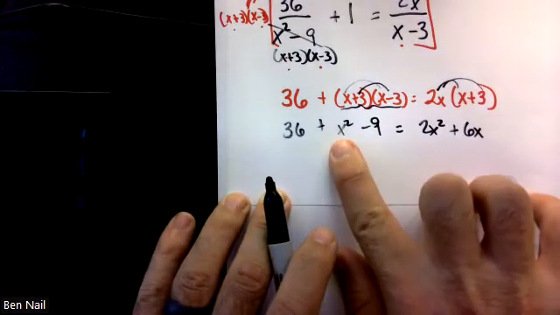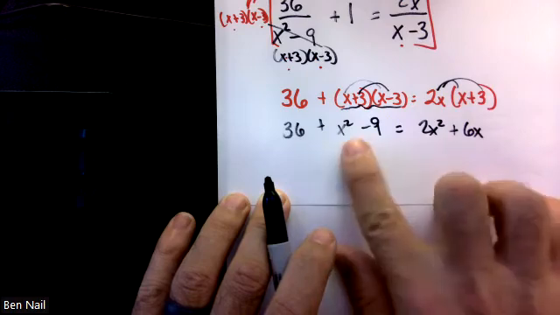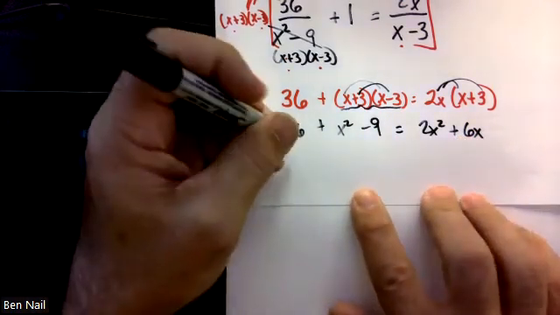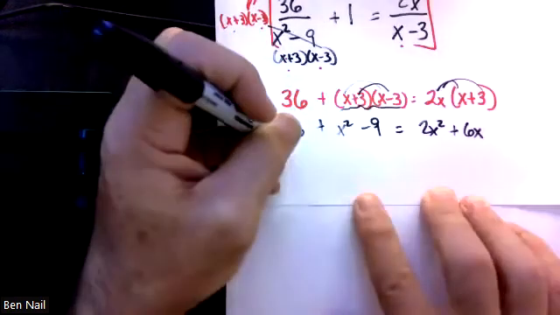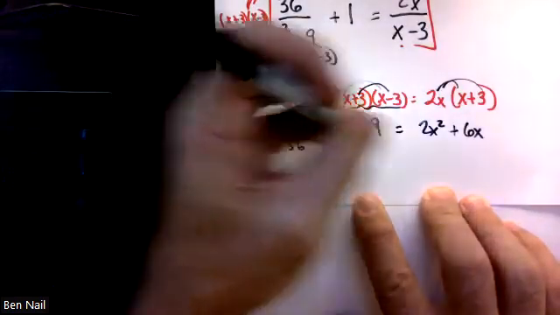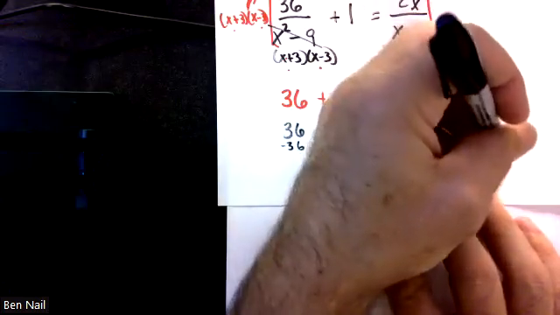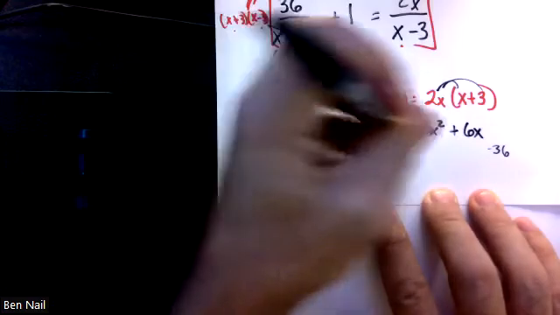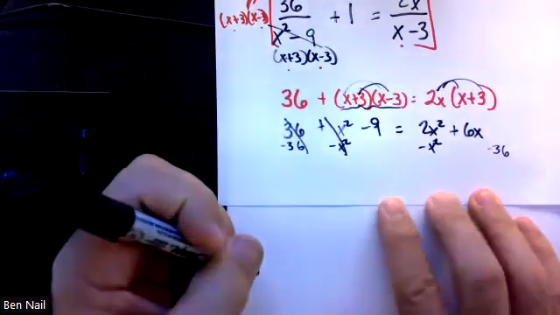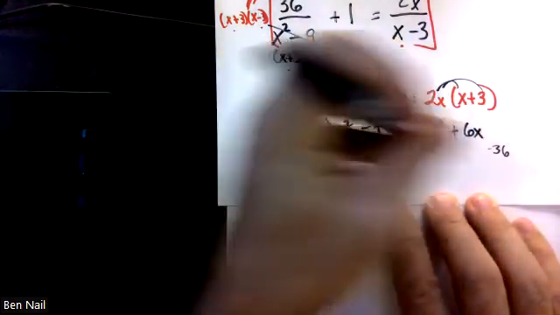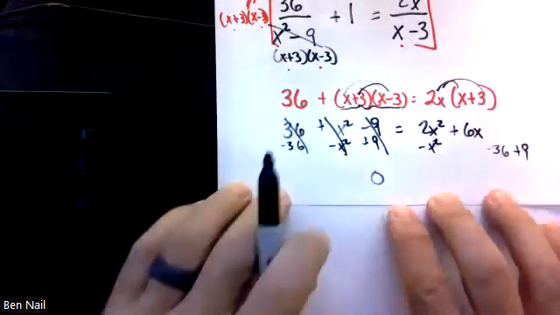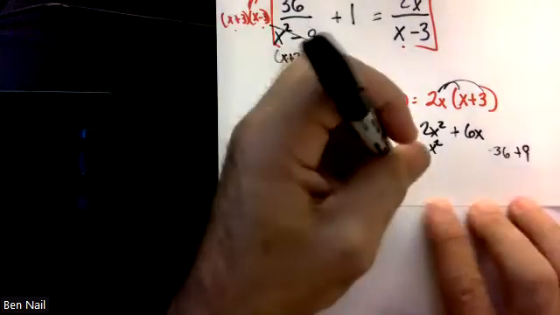All right, again, we have quadratics. We have an x squared, so we need to try and get everything to one side. So I'm going to move everything over. So I'm going to subtract the 36 from both sides. I'm going to subtract an x squared from both sides. I'm going to add a 9 to both sides. So I'm going to move everything over to here.